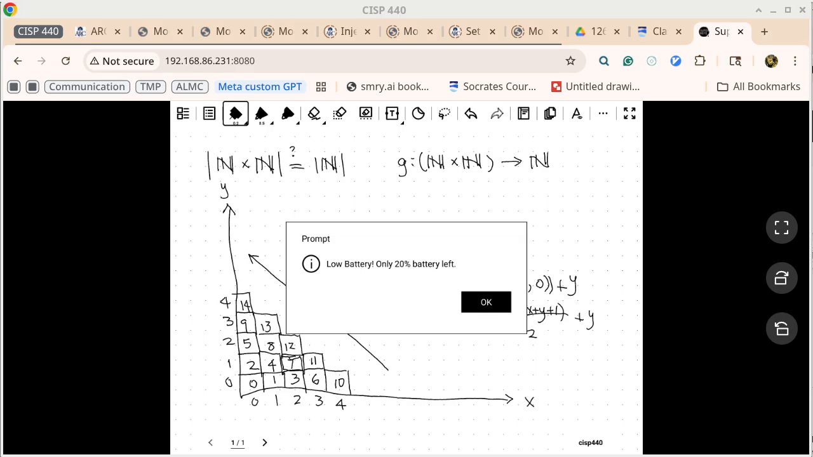All right, so we are going to proceed next to the, oh, okay, I guess we have to charge the tablet now.